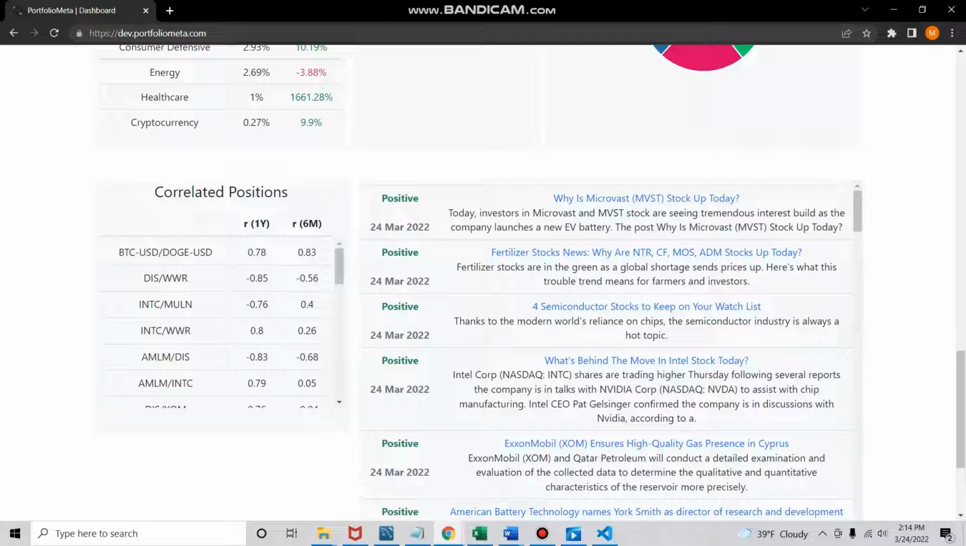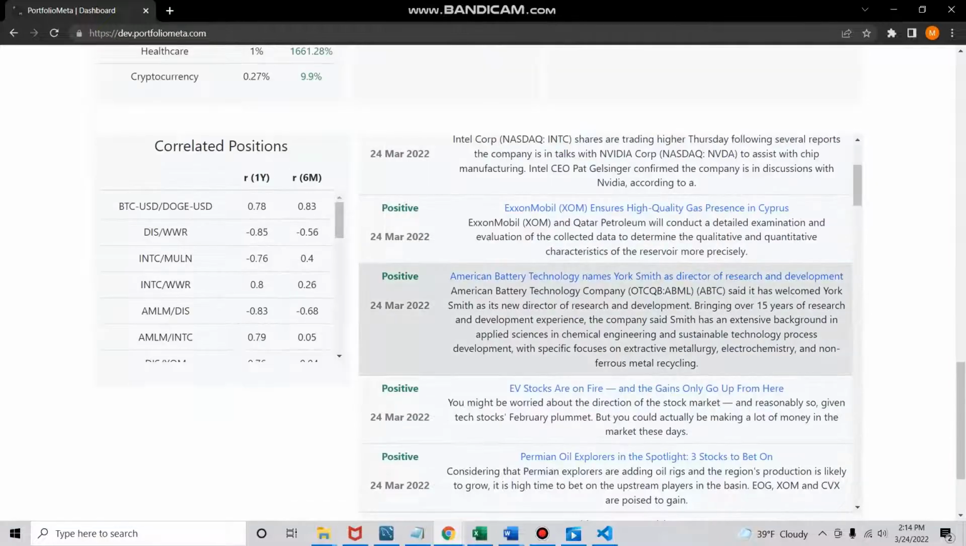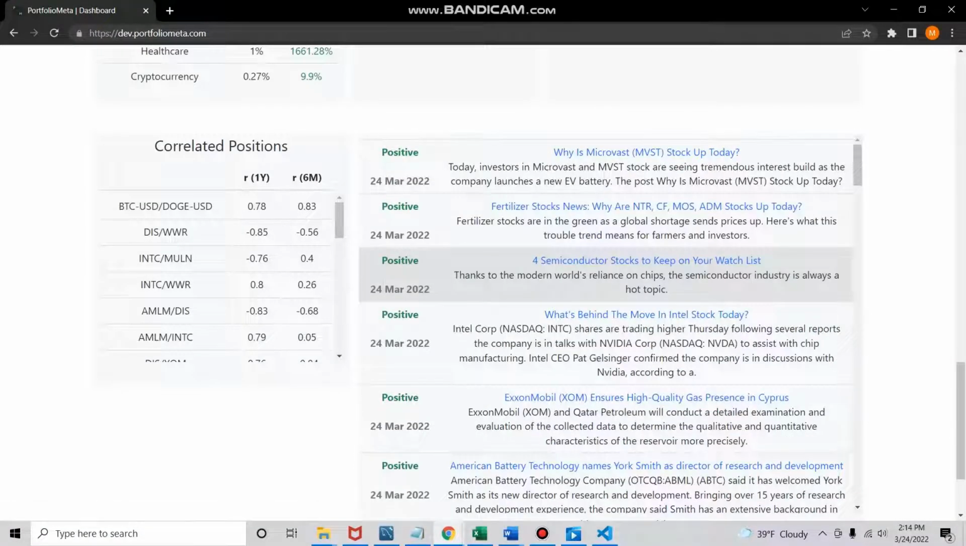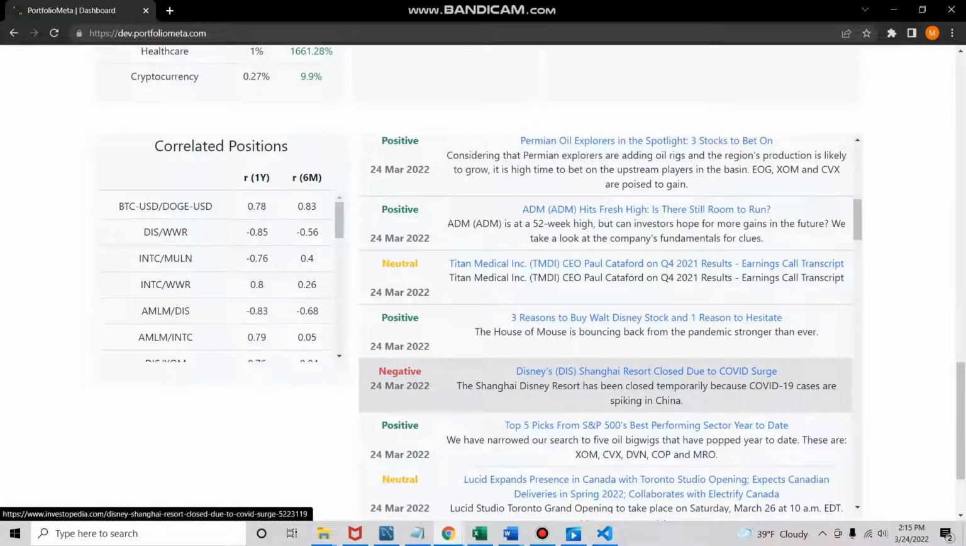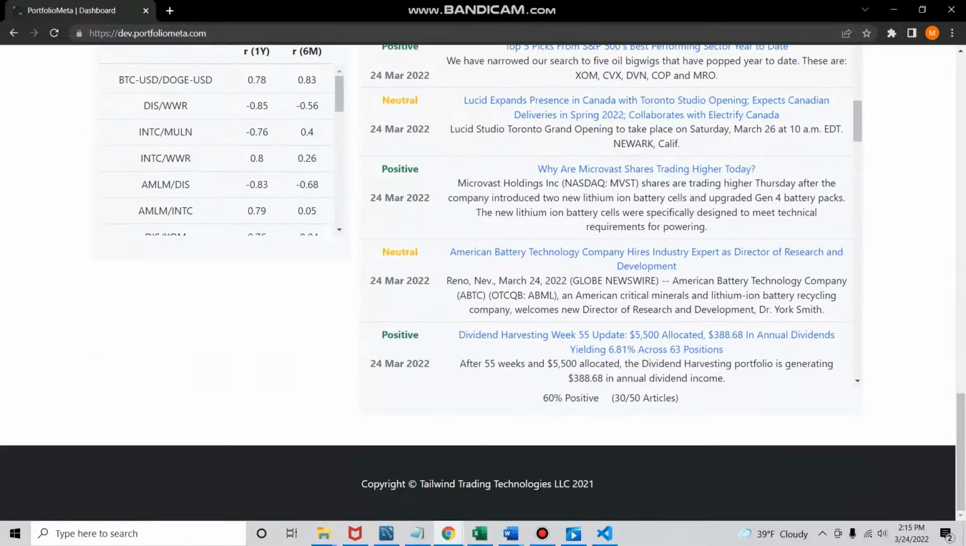And it shows you the 1-year correlation coefficient as well as a 6-month correlation coefficient, so you can get a good idea of how strong that relationship has been recently compared to historically. Then over here is a curated news list for all of your assets, with positive, negative, and neutral rankings as well.